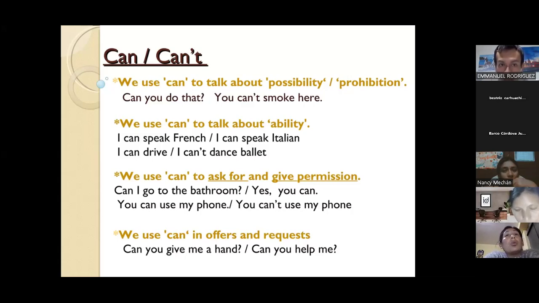I can speak French, I can speak Italian, I can't write, I can't dance ballet. We use can to ask for or give permission. For example, can I go to the bathroom? Yes, you can. You can't use my phone.